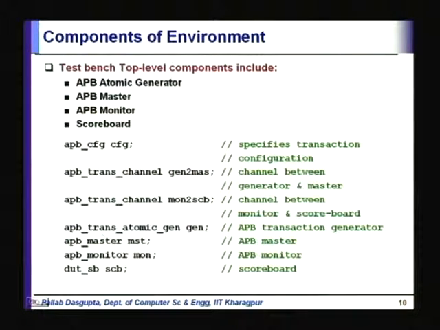Then this is the transaction generator. So this is the APB transaction generator. We are going to see what this contains. This is where the transactions will be generated randomly. This is the master, this is the monitor, and this is the scoreboard. So these are the low level objects. This is the generator at one level higher than that, and these are the channels which are going to connect these together.